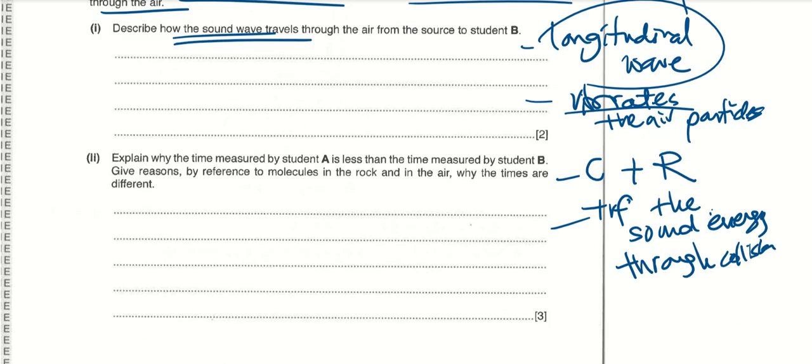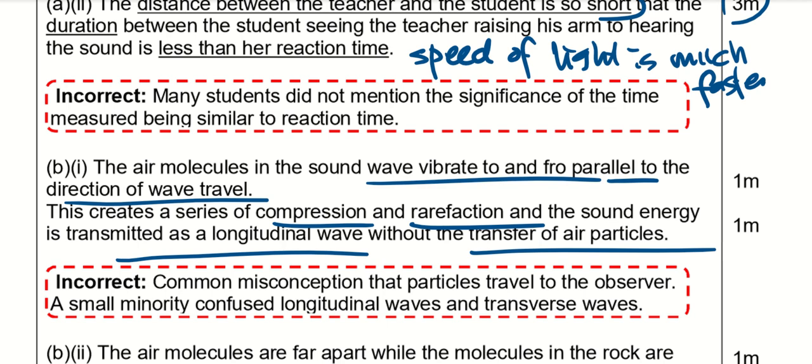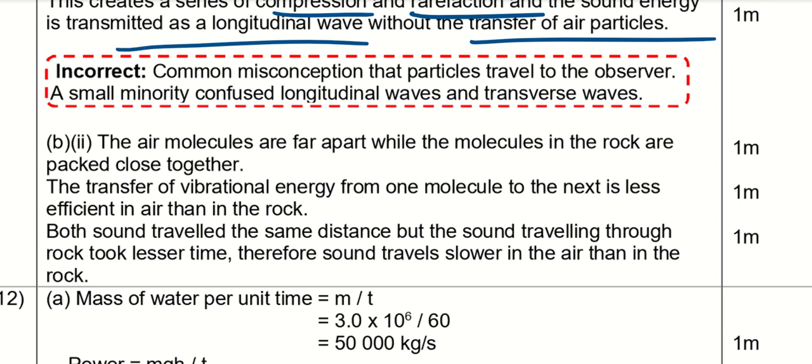Then why is the time measured by student A less than the time measured by student B? With reference, when you see by reference, you must refer to molecules in the rock and in the air, why the times are different. So let's take a look. Air molecules are far apart, rock are packed close together. The transfer of vibrational energy from one molecule to the next is less efficient in air than in the rock.